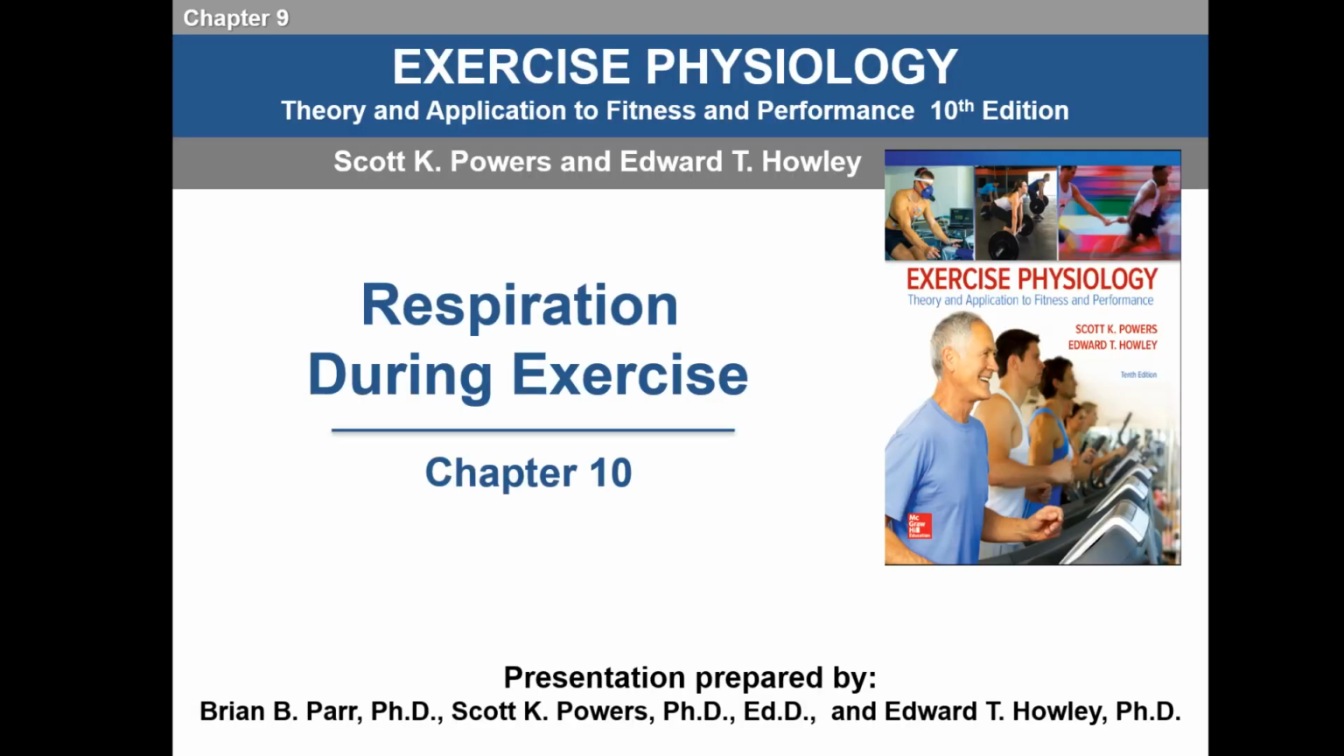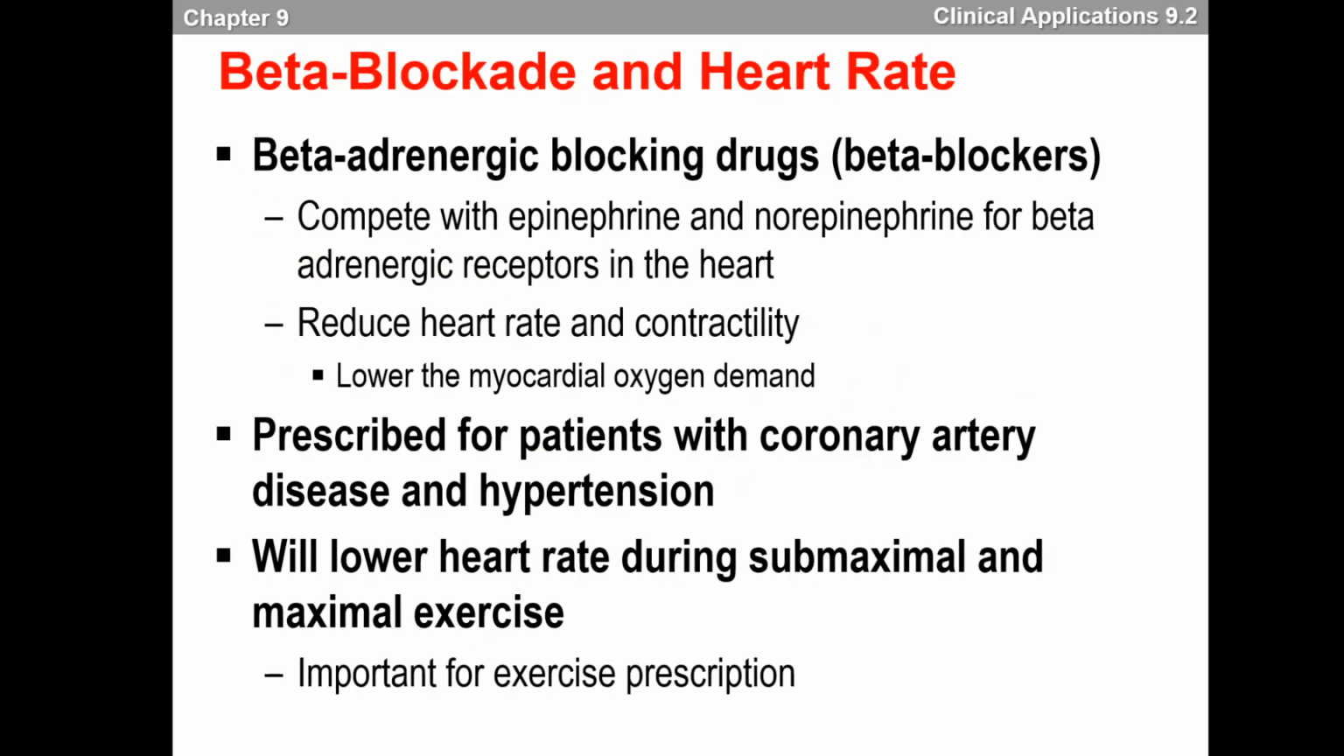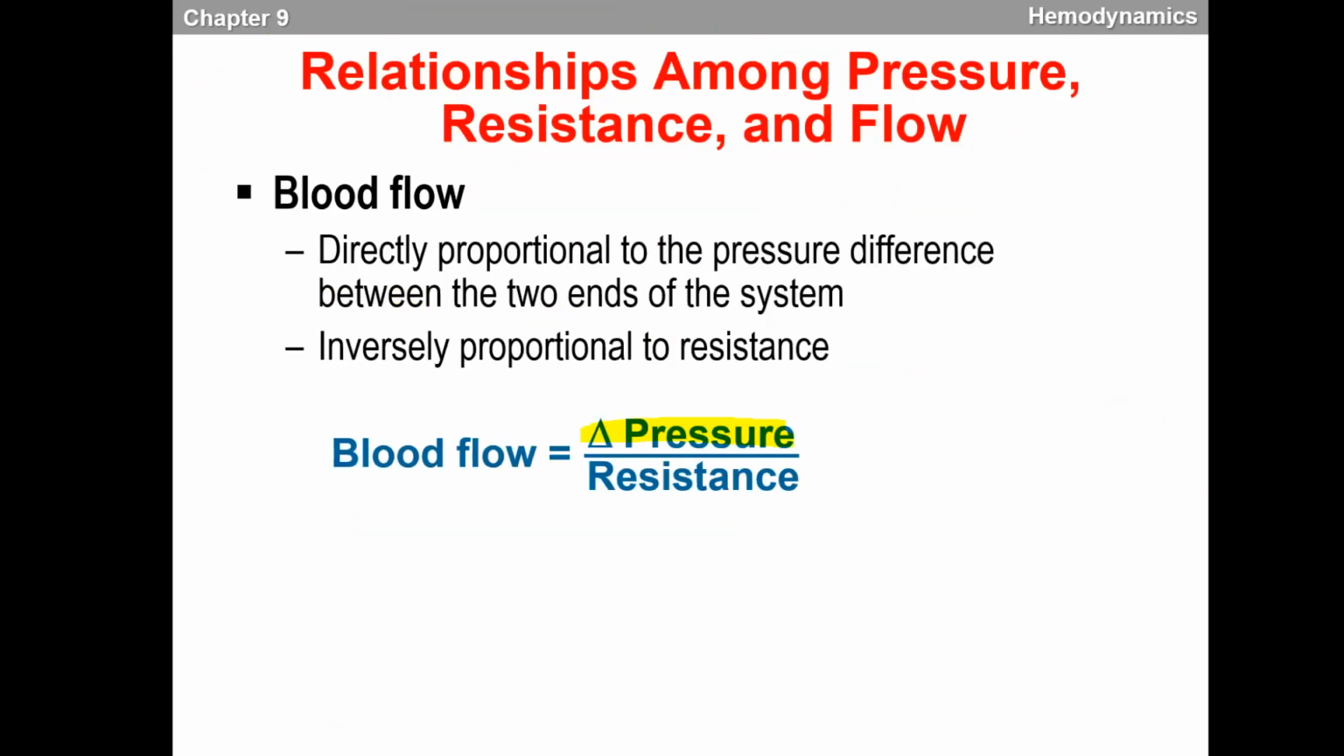Next, respiration during exercise. Actually, let me go back to this portion. Right, so beta blockade of the heart. So what do beta blockers do? They compete with epinephrine and norepinephrine. So what they'll do is reduce heart rate and the contraction. Those are the things to know. Very common medicine. You'll probably see it here or there if you do end up working in the fitness field.